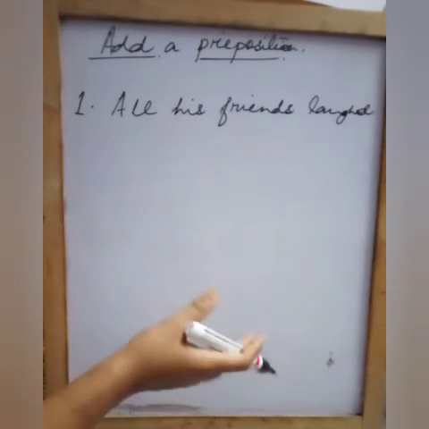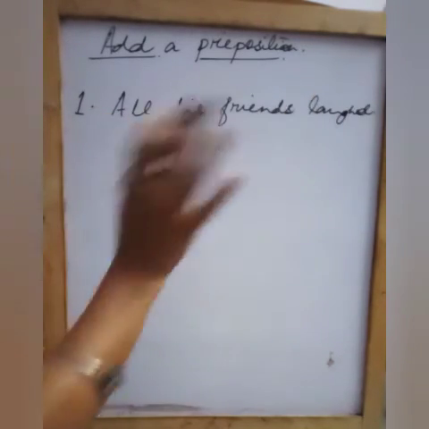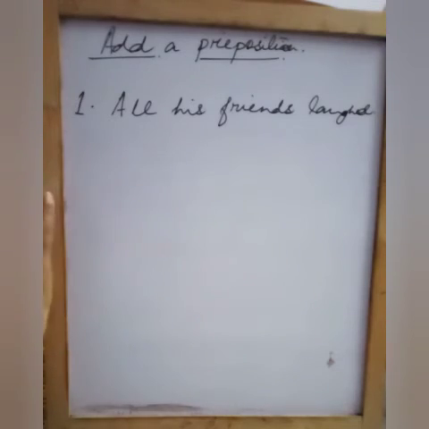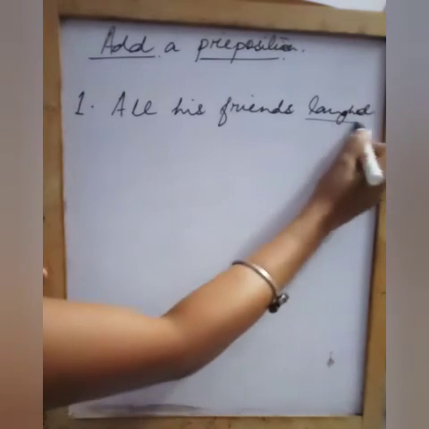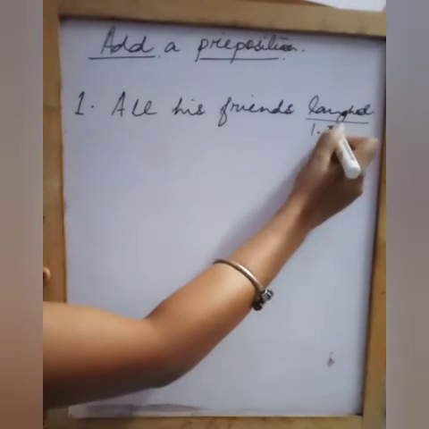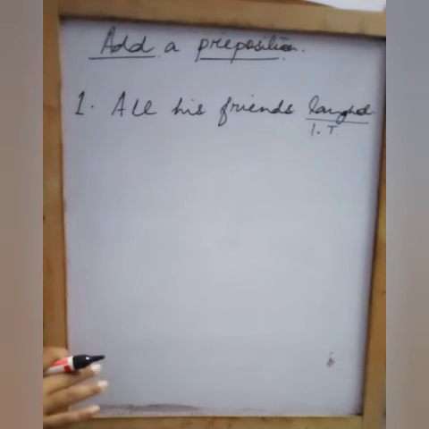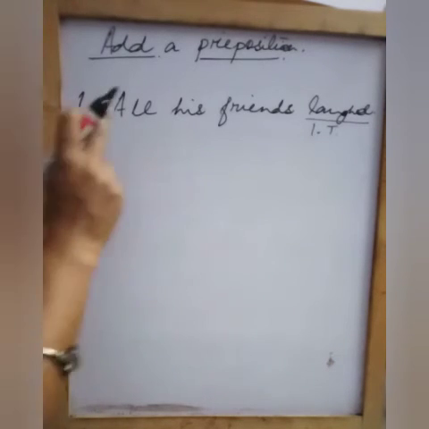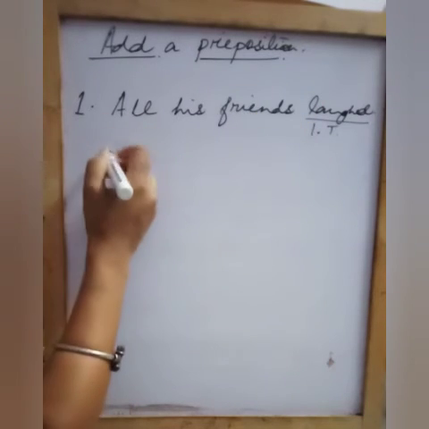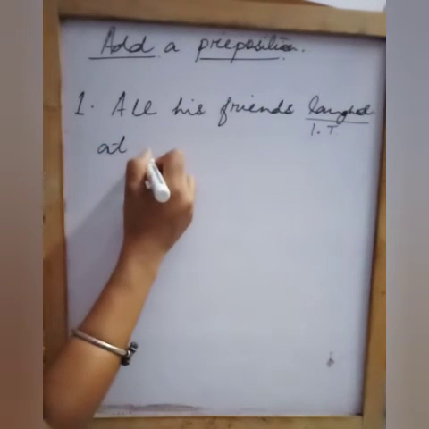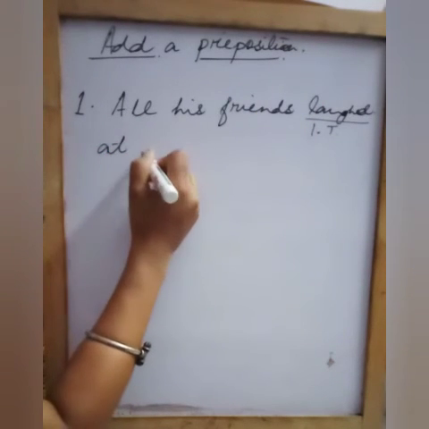So if I keep this sentence as it is, all his friends laughed, it makes sense, isn't it? We are talking about the action here. All his friends laughed. Fine, finished. There is no object. So this laughed is in what? It is an intransitive verb. Now if I want to add a preposition and change it into a transitive verb, how will I do it? All his friends laughed at him.